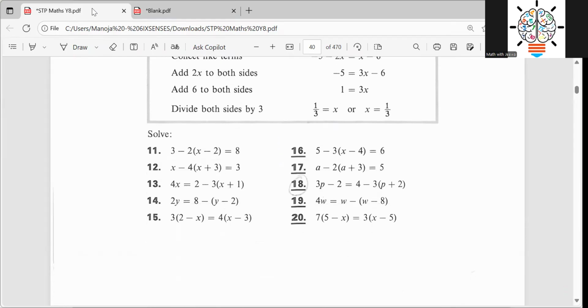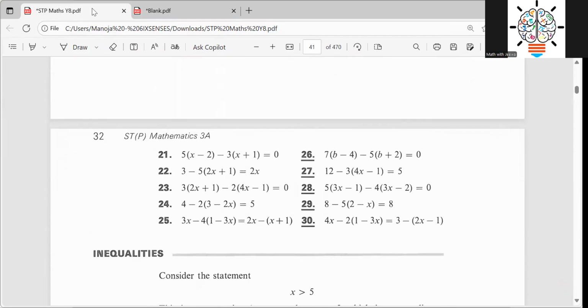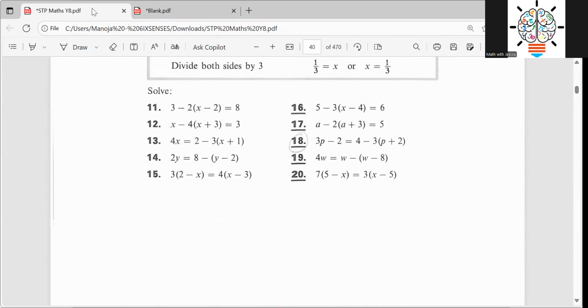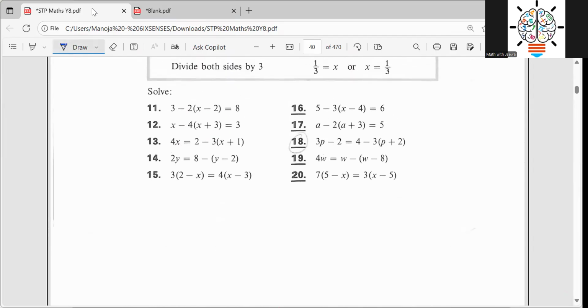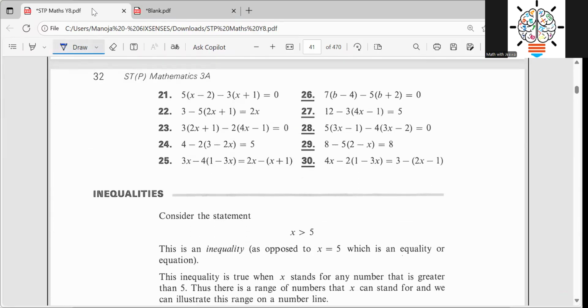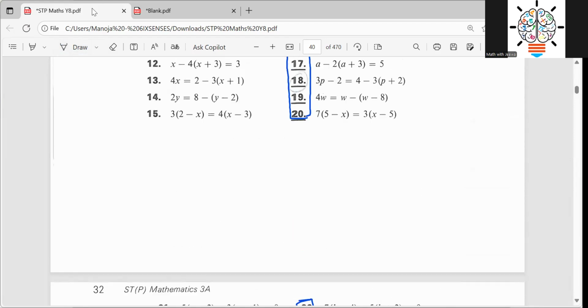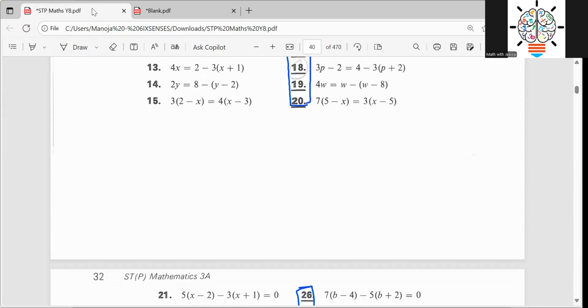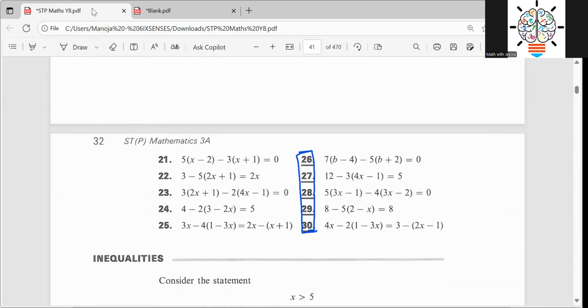Okay, so I think as the homework, it is better to do this. You can take these 5 questions, okay, and then you can do these 5 questions, okay. So that means you want to do questions 16 to 20 and 26 to 30. In the next video, I will discuss these homework sums.